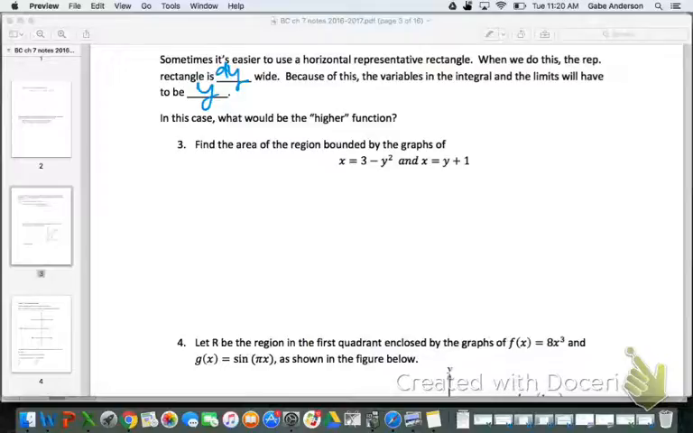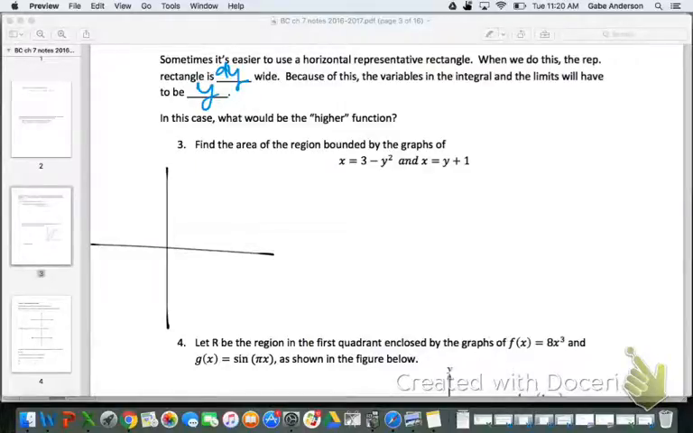Do you guys remember doing stuff like number 3? I mean, even like Greg, Michelle, and Will, did you do functions of x in terms of y in pre-calc? Do you remember doing this? Okay, well, let's see how this graph looks. Let's go ahead and graph this out and we'll see which function is higher and lower and how we'll set this up.